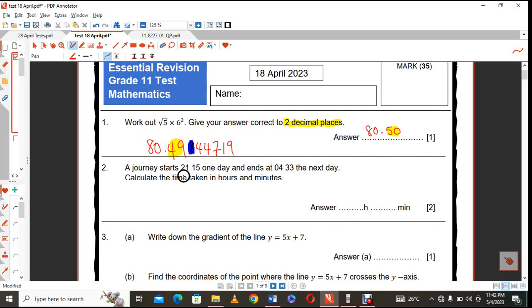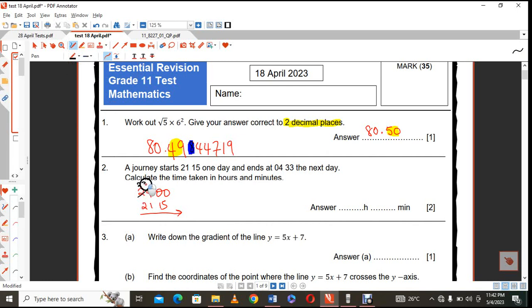The journey that starts 9 o'clock, say 9:15 one day, and ends the other day. Here's the thing, these represent 4 hours and 33 minutes of the next day. So what I'm interested in is how many hours and minutes is 21:15 to midnight on the very same day. So if I'm going to subtract, the problem is I cannot subtract 15 minutes from 0. So I'm going to borrow an hour.